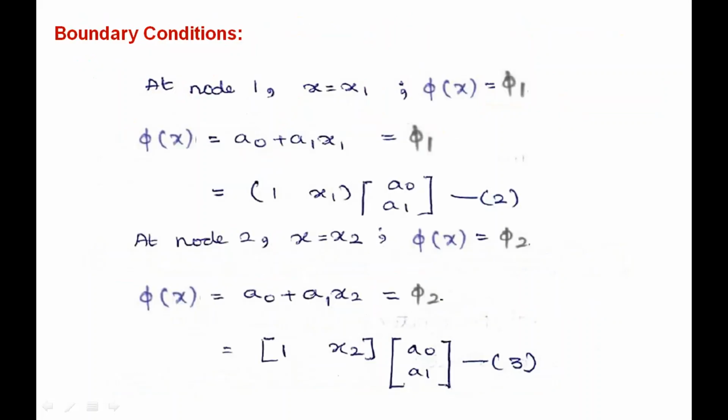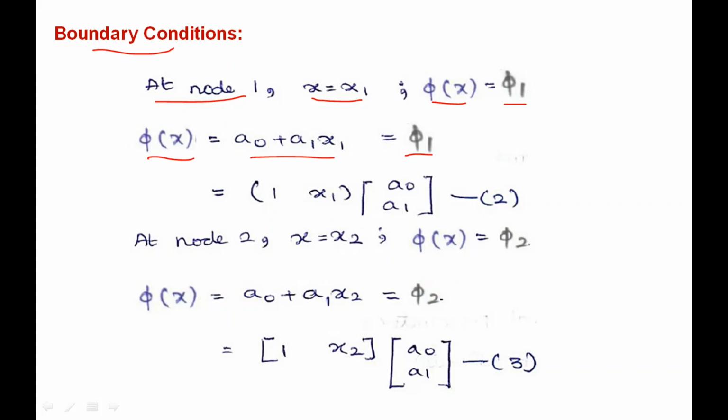Let us see the small derivation. We are applying the boundary conditions. At node 1, what is the nodal coordinate? X equal to x1. Then pi of x will become pi 1. Then when you substitute this in equation 1, pi of x will be A0 plus A1 x1, equal to pi 1.